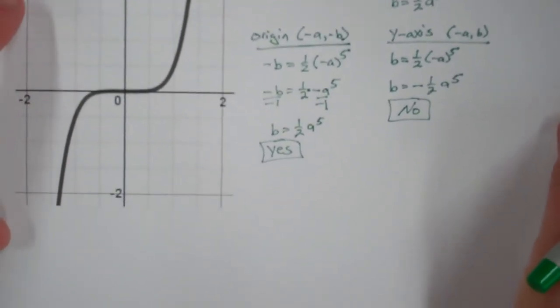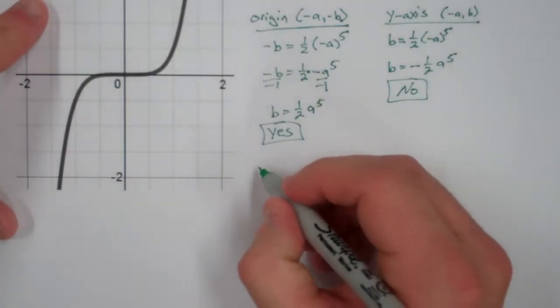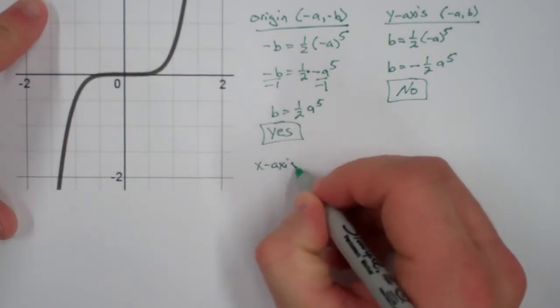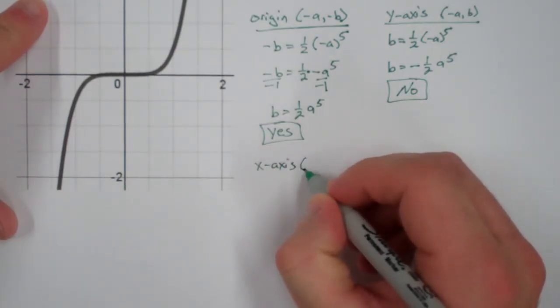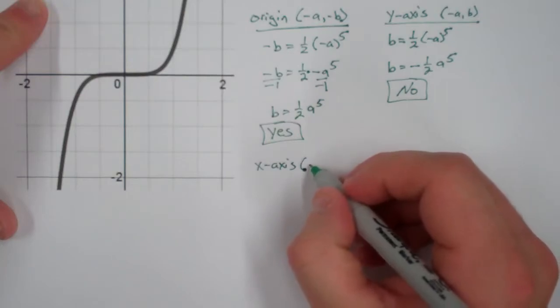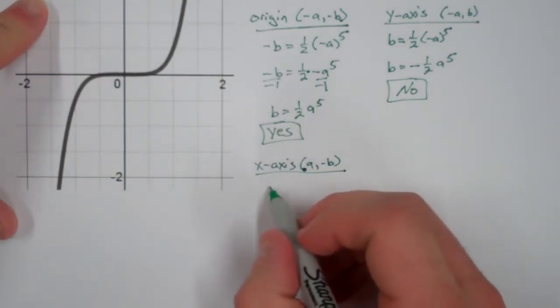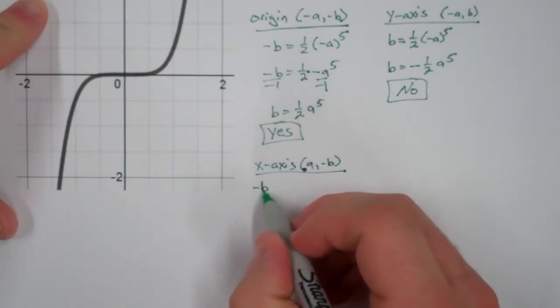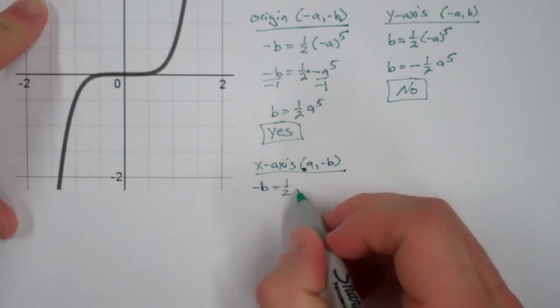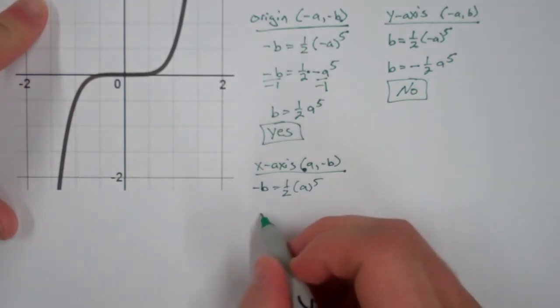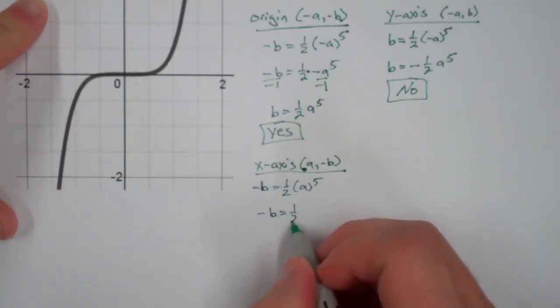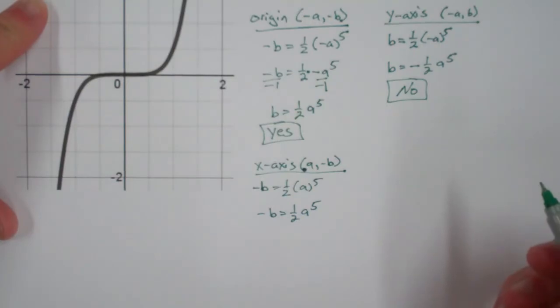Let's try another one. So we'll do maybe the x-axis down here. So the x-axis test point is going to be a comma -b. We'll plug that into the equation. So we've got -b is equal to 1/2 a to the 5th power.